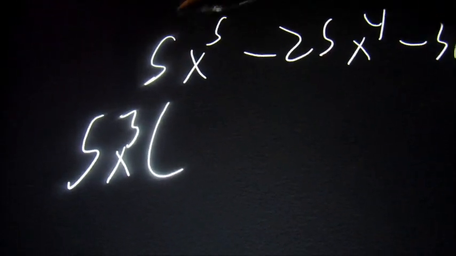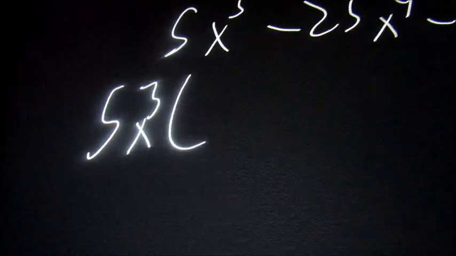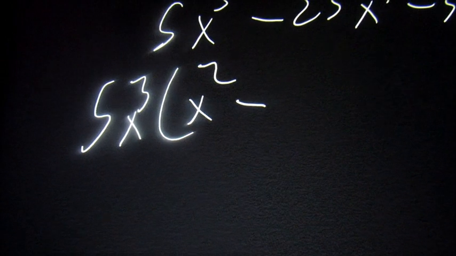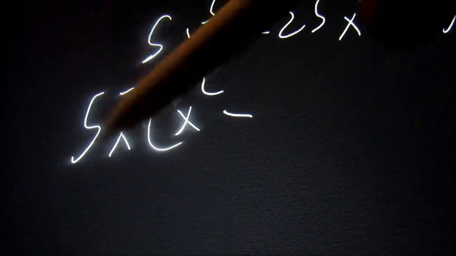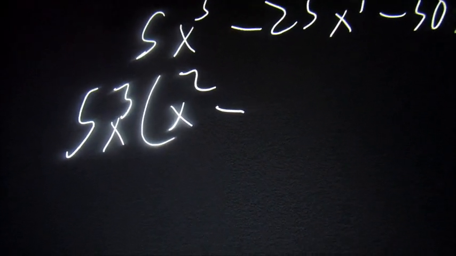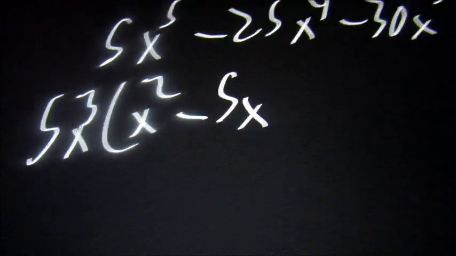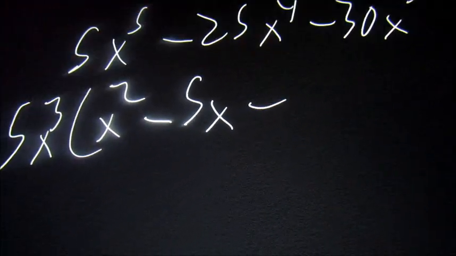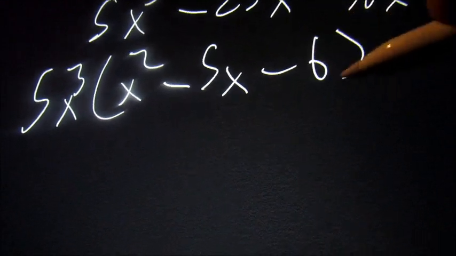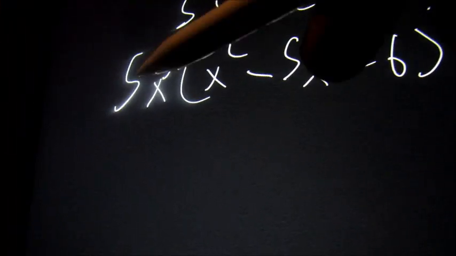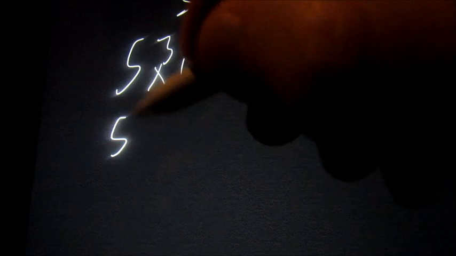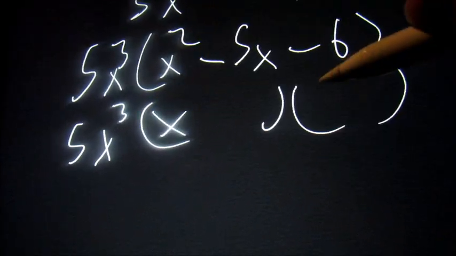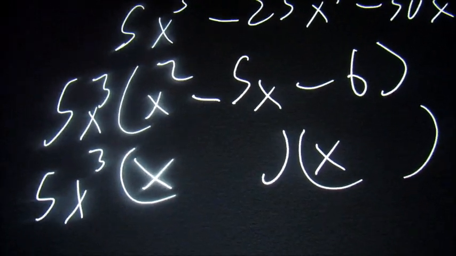When we do that, 5x to the 5 divided by 5x to the 3 is x squared, minus 25x to the 4 divided by 5x to the 3 is 5x, minus 30x to the 3 divided by 5x to the 3 is 6. We need to keep this part of it because that is one of the factors. And now we can factor the trinomial.